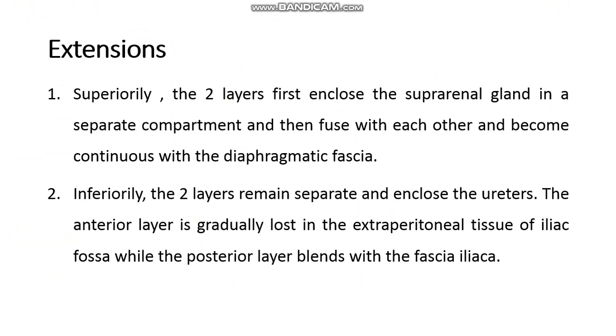The anterior layer is gradually lost in the extraperitoneal tissue of the iliac fossa, while the posterior layer blends with the fascia iliaca. So, what is happening for the anterior layer means it is gradually lost in the extraperitoneal tissue.